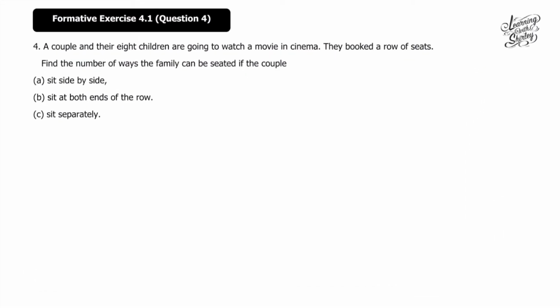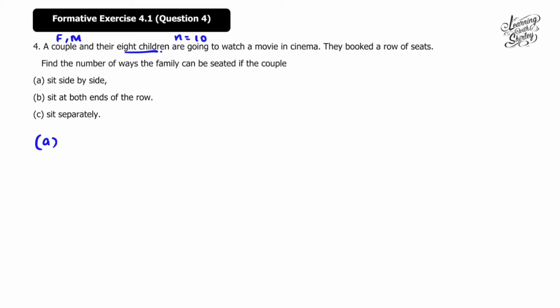Let's look at question number 4. A couple and their 8 children are going to watch a movie in the cinema. Let's say the couple is father and mother, and they have 8 children. So they go together. So the total is actually 10 people. They book a row of seats. Find the number of ways the family can be seated if the couple sits side by side, which means that the father and mother sit together.